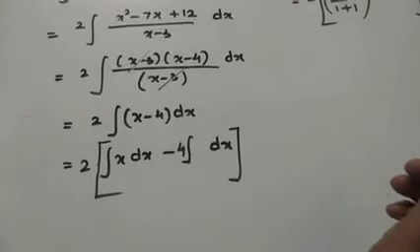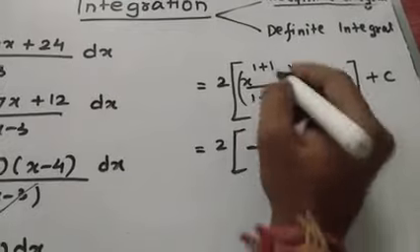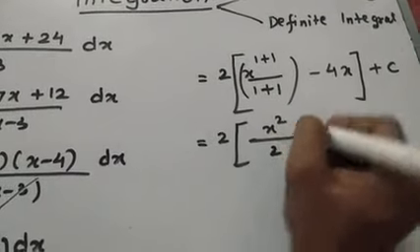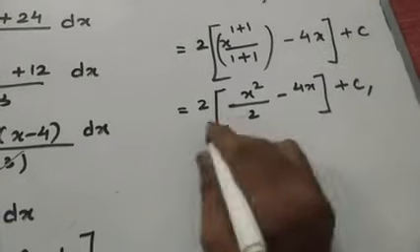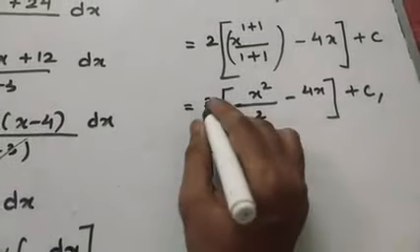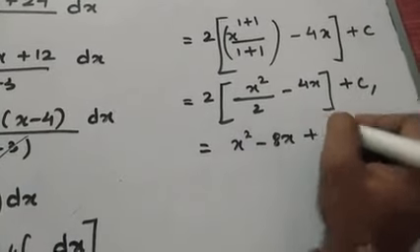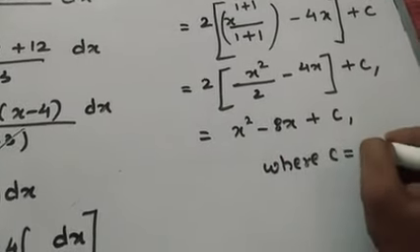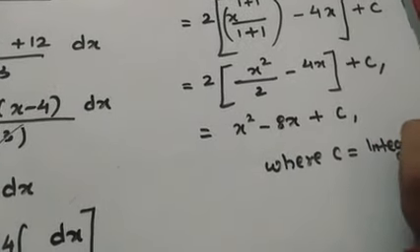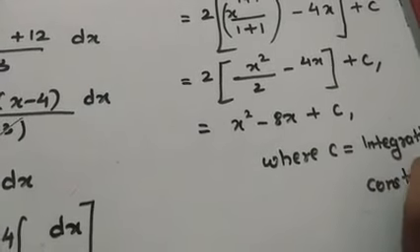Clear? So finally x square by 2 minus 4x plus c. You can multiply also, that means after multiplying you will get 2 cancelling for x square, and here 8x plus c, where c is an integrating constant. Clear?